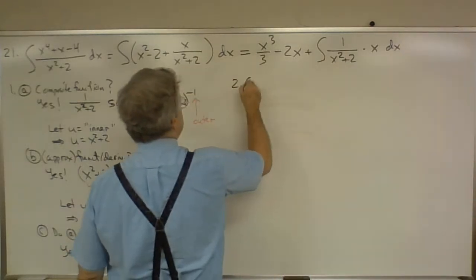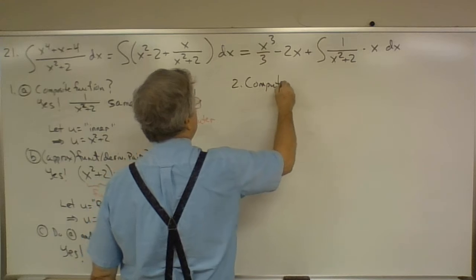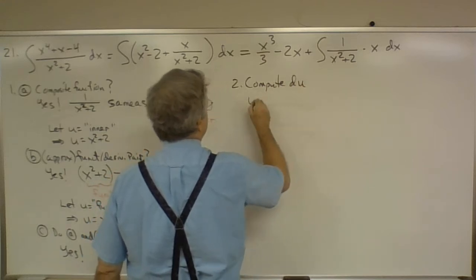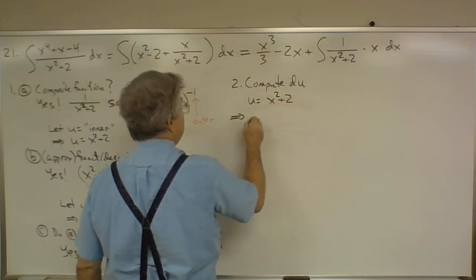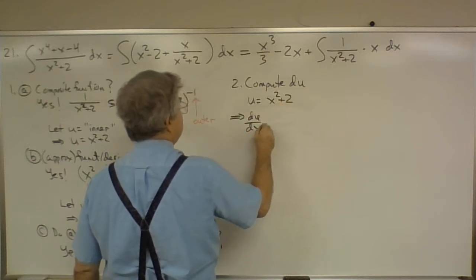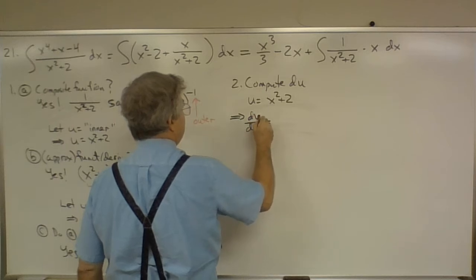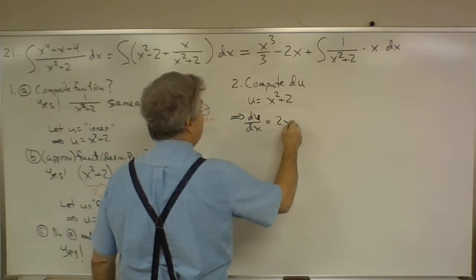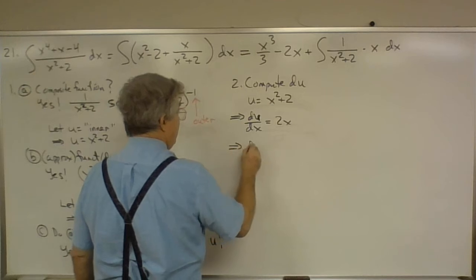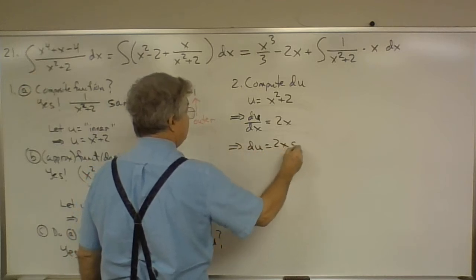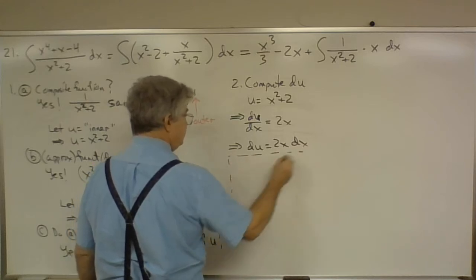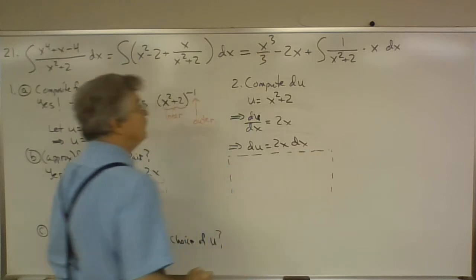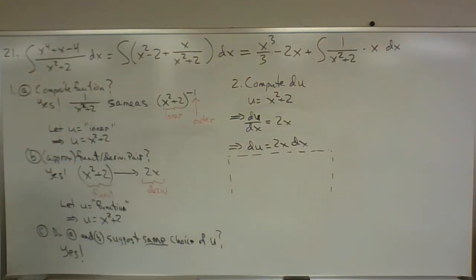So now we've got to compute du. u is x squared plus 2, so du dx is 2x, and du is 2x dx. And I'm going to leave a little space for some scratch work that I'm going to have to do in step 3.